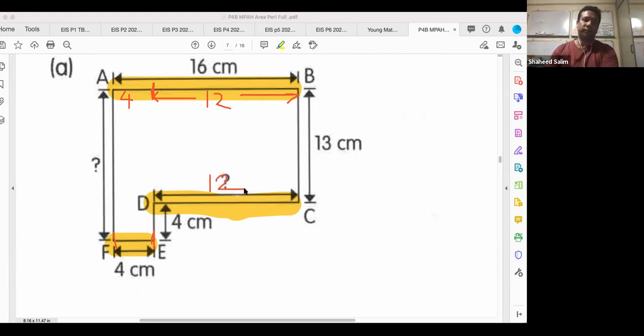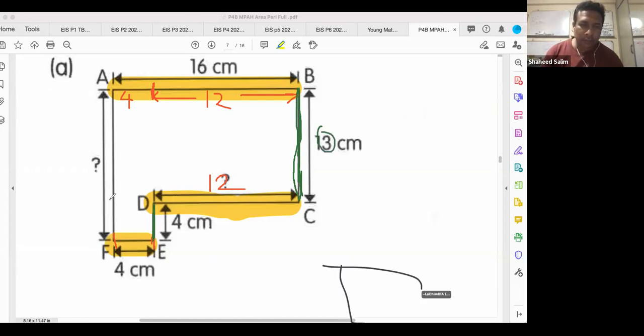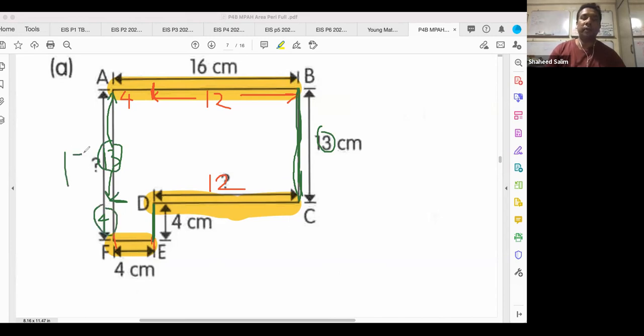Can see now. Then I use another color. I use green color, green color down here. This one is 13, right? They tell you it's 13. This one is 4. You see, this one is from here. Down here is 4. Down here, this one is 13. Hey, you can find the whole thing lah. You can find it. Come on. This is 13 plus 4 lah. How much you get? 17.